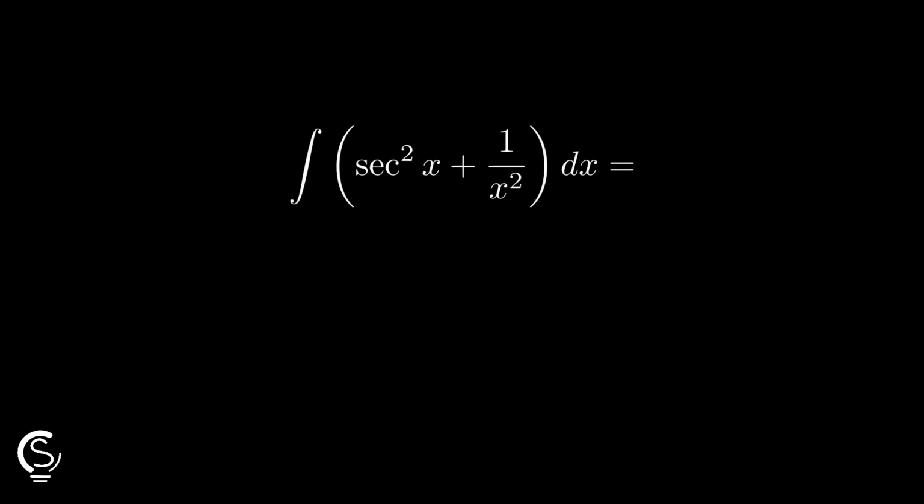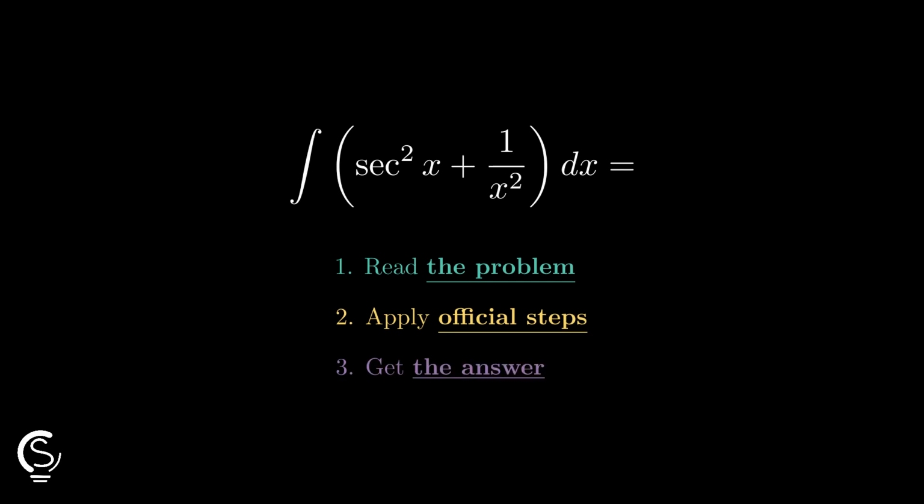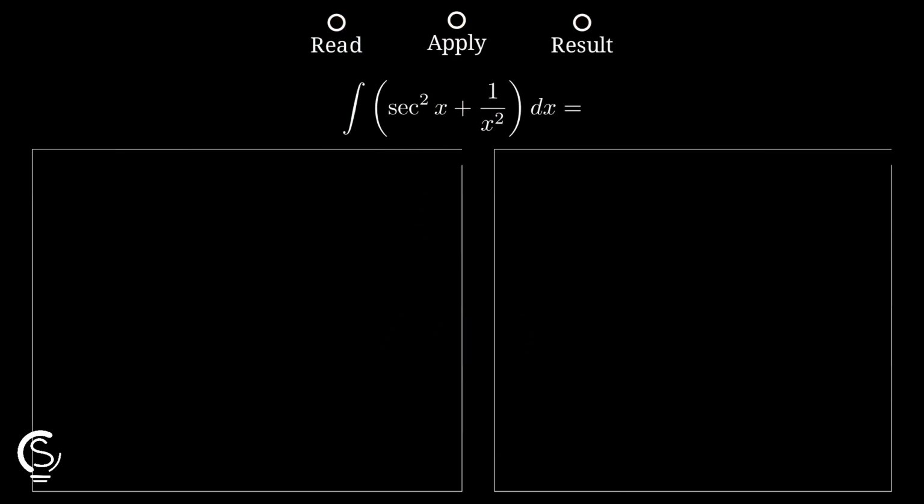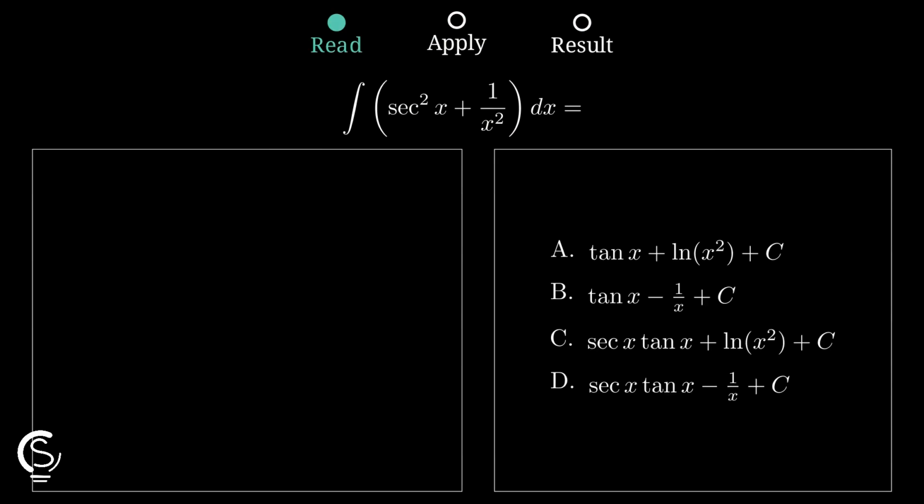Calculus problems like this integral are actually super fast to solve if you know your basic rules. Let's break this down right now together. First, we need to split this integral into two separate parts. We are looking for the antiderivative of secant squared x plus the antiderivative of 1 over x squared. Let's go!